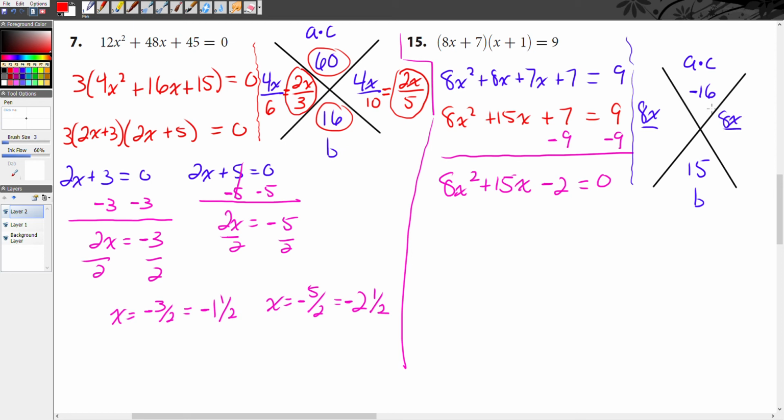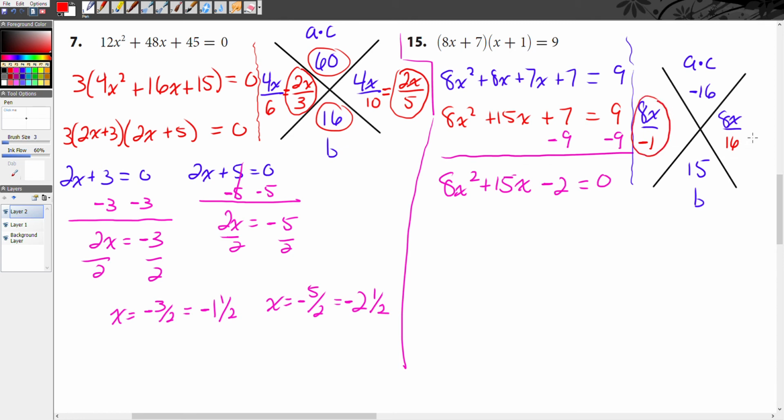I have two numbers that multiply together to make negative 16. And when you add them, you get 15. Again, this is negative, which means one of them is positive and the other one is negative. And which also means that the difference between the two numbers needs to be 15. So if I do 16 times negative 1, that gives me negative 16, and 16 minus 1 is 15. So that's perfect, right? So over here I'm going to put my negative 1, and over here I'm going to put my 16.